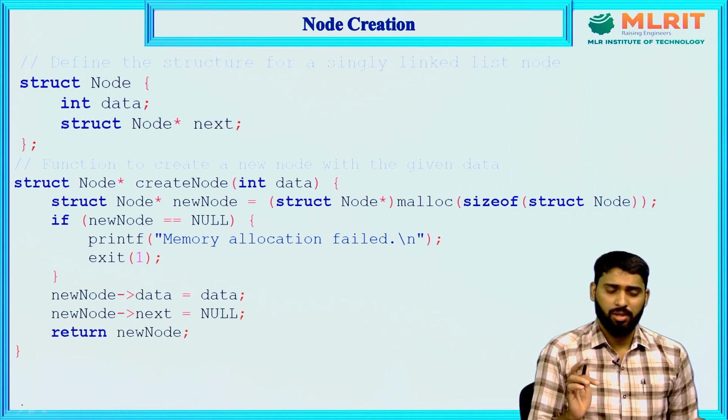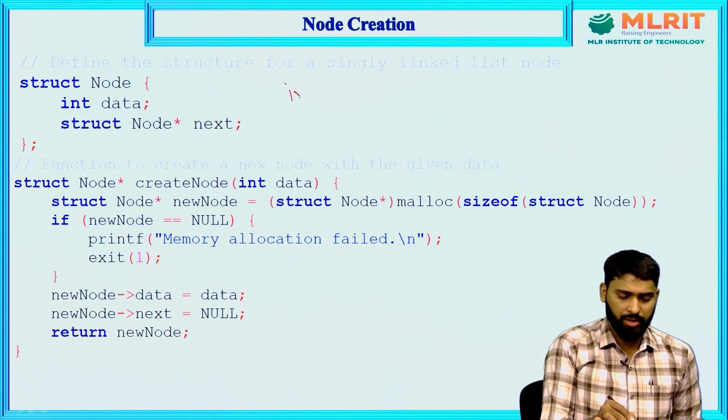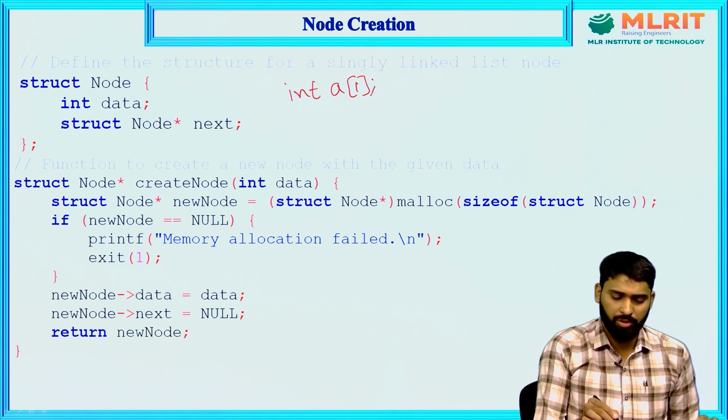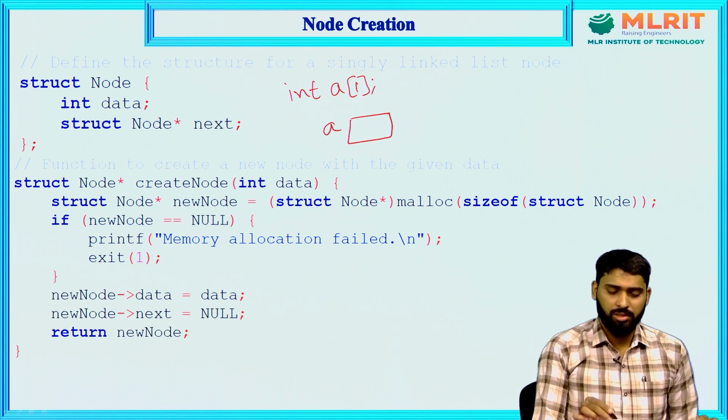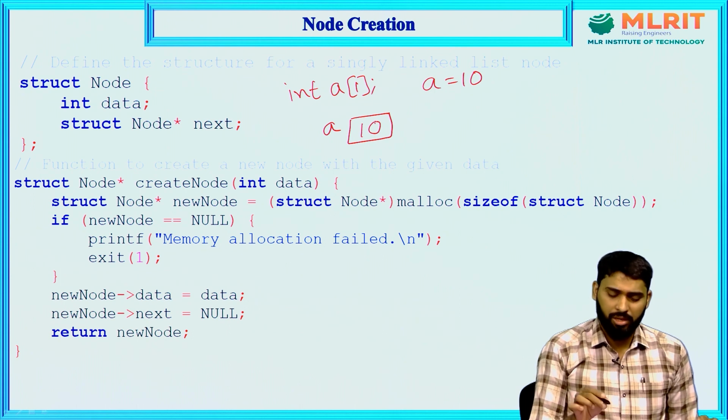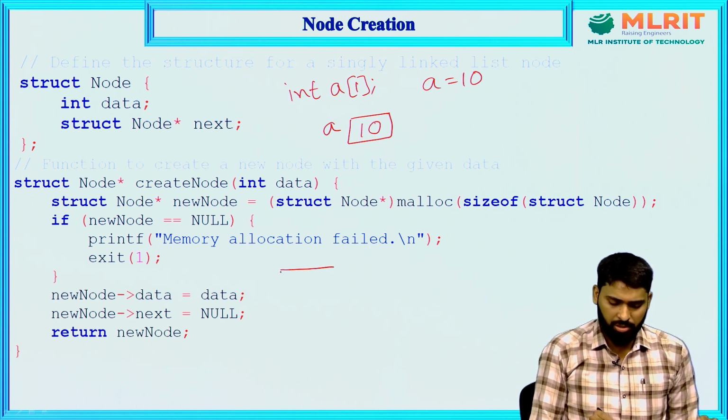Now if I declare int a[1], what is it? I am going to create one array that holds only one data element. Now this is the data element. If I assign a equals 10, now 10 is stored in this memory area. In a linked list it is similar. It is also a node, but this node contains 2 parts.